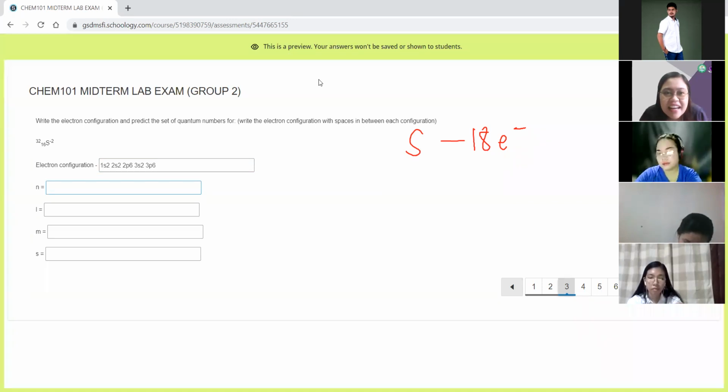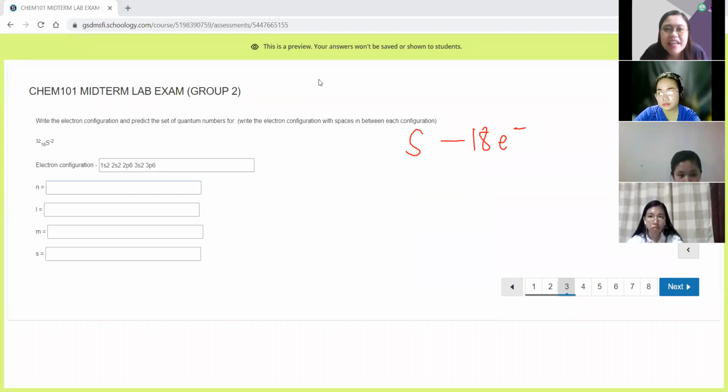Paki-message na lang. Yung mga minalian ni Schoology, kindly take note first and then raise your concerns later when we are done with the checking. Okay? Sige.